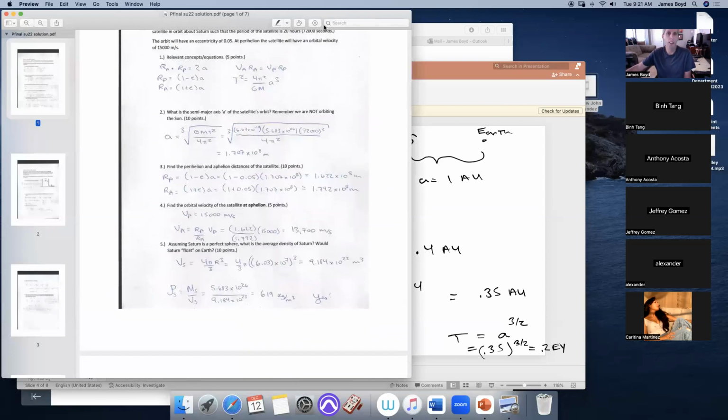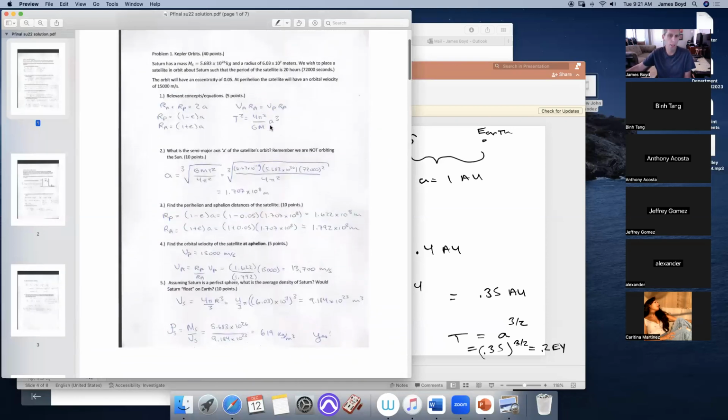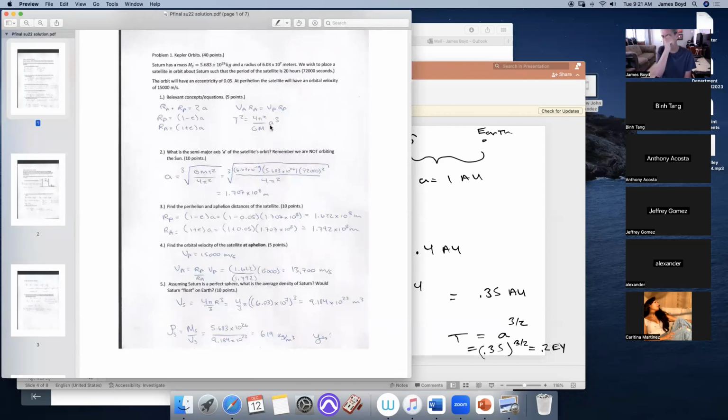Anyway, if anyone has any questions, you can throw them in the chat for a minute, and otherwise we'll move on. I think Kepler's equations are pretty straightforward. The first law is orbit in ellipses with the sun at one focus. The second law is equal area, equal time. And that tells us that the velocity times the radius at any point in the orbit is a constant. So we set the velocity and radius at aphelion equal to the velocity and radius at perihelion.